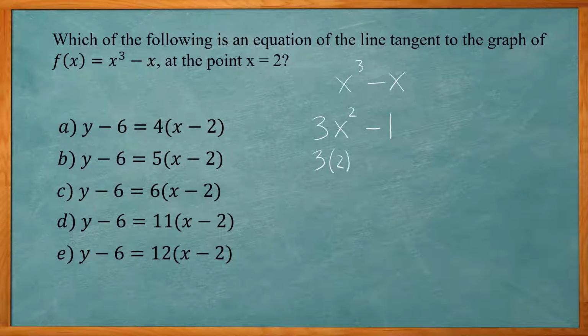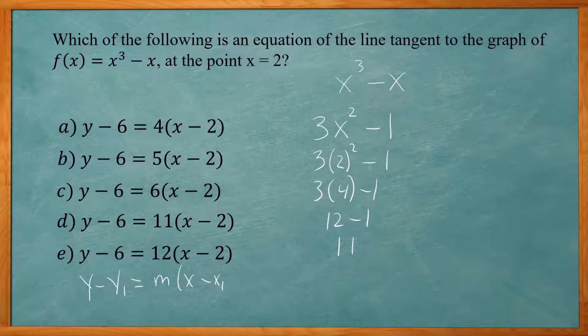So it's going to be 3 times 2 squared minus 1, or 3 times 4 minus 1, which is 12 minus 1, or 11. Alright, so that's going to be our slope of our equation. If we look at the answer choices, it's in the y minus y1 equals m x minus x1. This is the point slope formula for a line. So our m is our slope, so we know that's 11. So right now we know that answer choice D is the correct one.